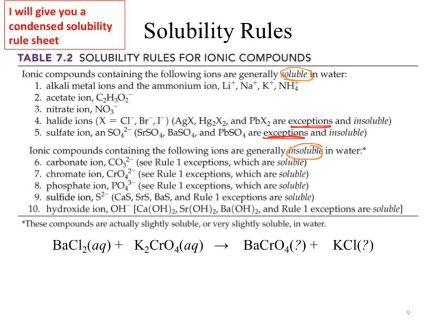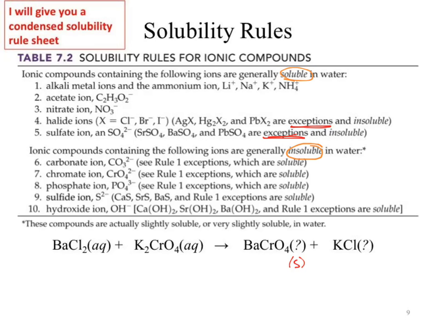What do we need to find? For barium chromate, we either need to find barium in our list or we need to find chromate. What do you guys find? Chromate in rule number 7. It says it is insoluble in water. The exception is rule number 1. What was rule number 1? Group 1 metals. Is barium a group 1 metal? No, which means it's insoluble, which means the phase is insoluble or solid.